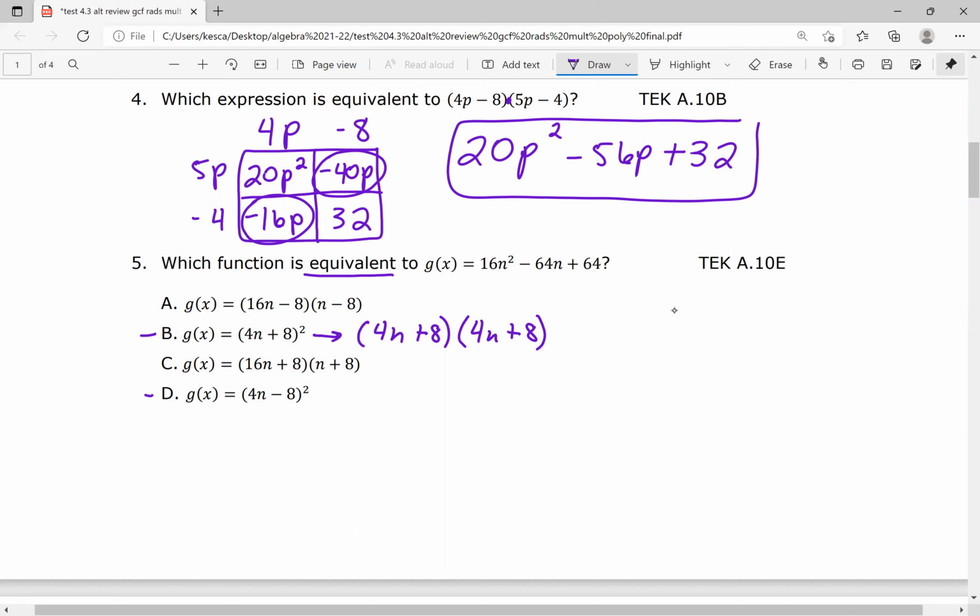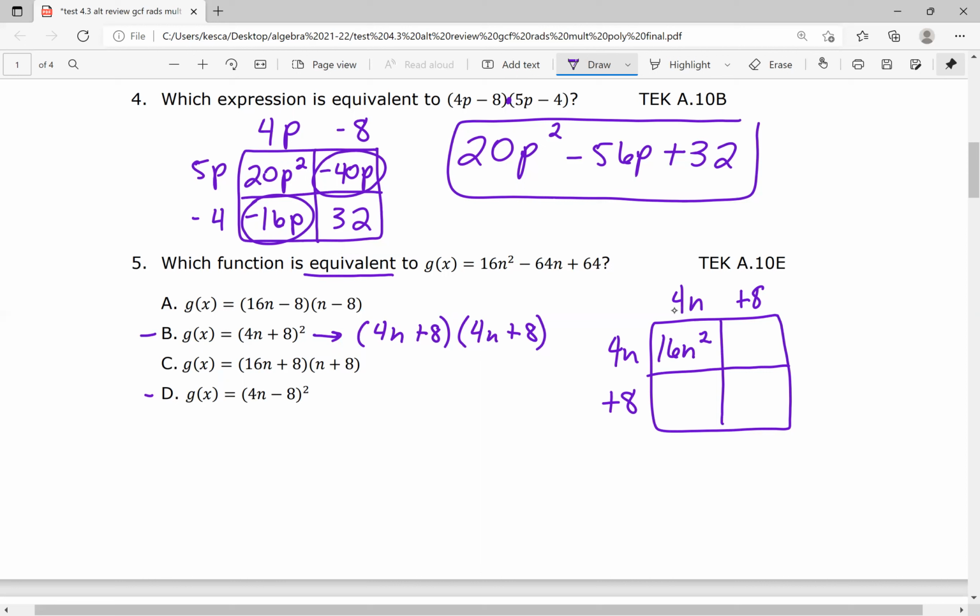So let's go through here and let's try this first one here, the 4n plus 8 squared. So I wrote it double because it's squared. So now do a box method. So 4n plus 8 and 4n plus 8. So now multiply 4n times 4n, that's 16n squared. 4n times 8, that's 32n. 8 times 4n, that's another 32n, and positive 8 times positive 8, that's 64.